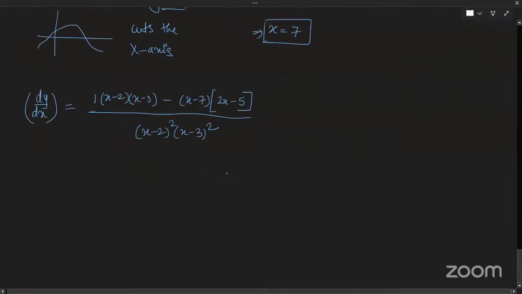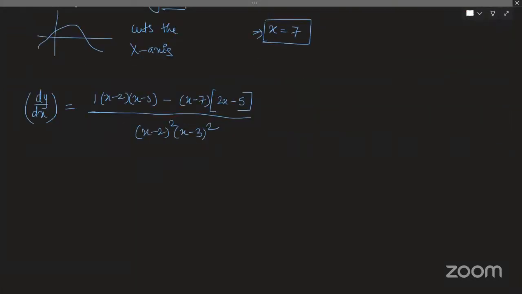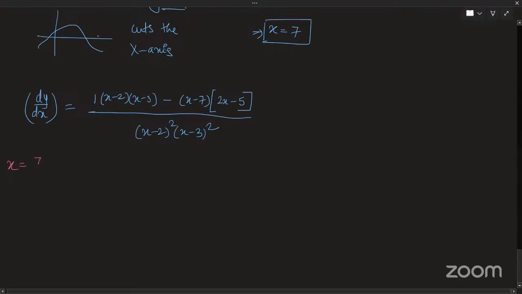Right? And do I know the value of x at which I have to calculate? Do I know the value of x at which I need to calculate? Yes, sir. 7. So I need to calculate the slope at x is equal to 7.